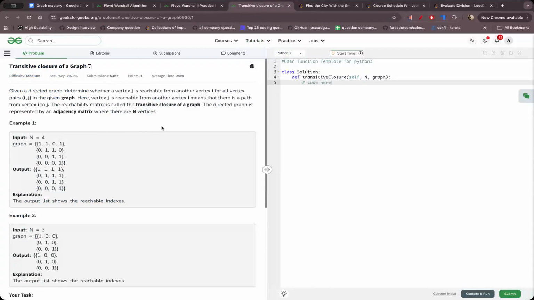Next question is transitive closure. They are talking about a directed graph, same as the previous one, and we need to determine whether j is reachable from i. Earlier we needed to figure out the shortest distance from A to B for every pair. Here, for every pair, we need to figure out whether there is a path from A to B. So it will be exactly the same algorithm.